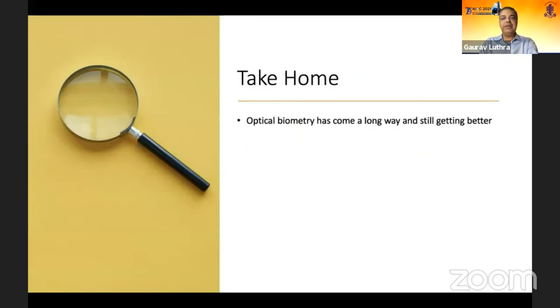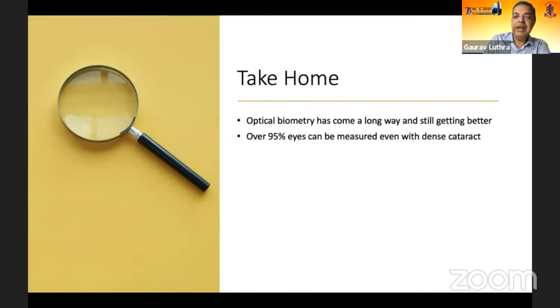The take-home message is that optical biometry has come a long way. We still talk about whether to take an optical biometer. The option should be which optical biometer to take. There are so many choices today. Over 95% of eyes can be measured even with very dense cataracts. And IOL formulas keep getting better and better.